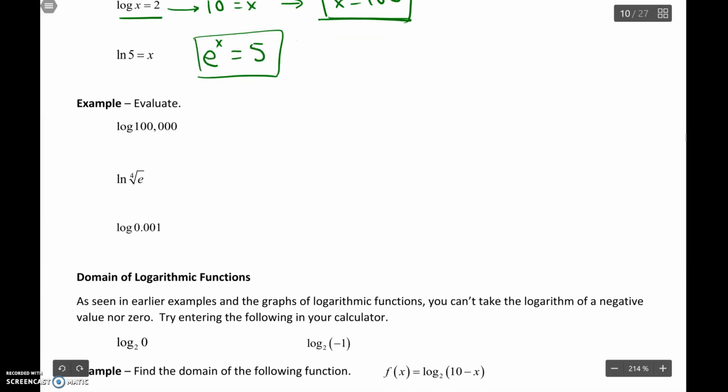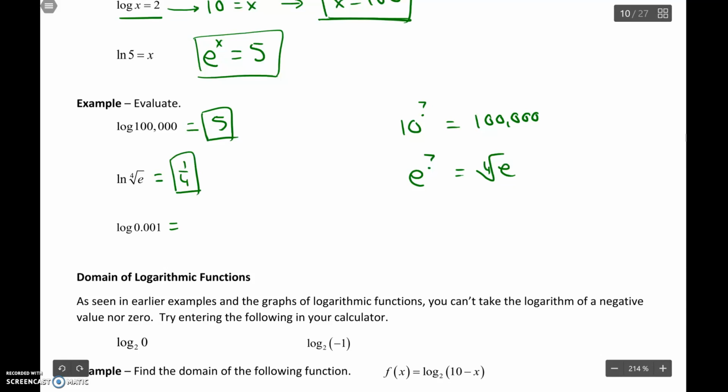Evaluate. So this is the log base 10. So the question is, 10 to what power gives me 100,000? Every time you raise 10 to another power, it gives you another 0. So this would be to the 5th power. This one here, e to what power gives me the 4th root of e? Well, the 4th root of e is just e to the 1/4, so this is the 1/4 power.